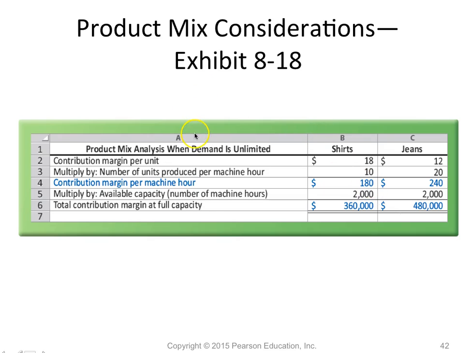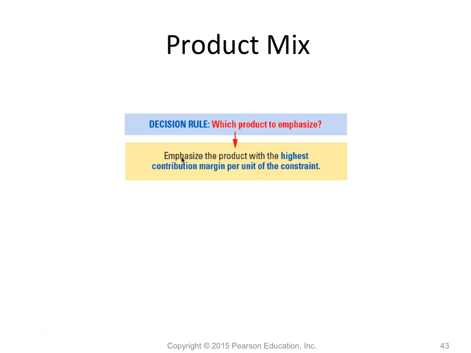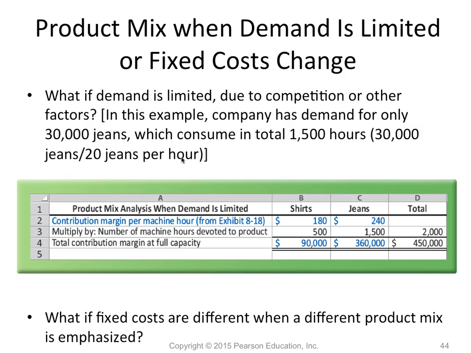Markets always have limited capacity, so you're not going to see often that whatever you produce will be sold. So you always want to have some mix. Which product to emphasize? The one with the higher profit margin, or contribution margin per unit, is one to consider. So what if demand is limited due to competition or other factors?